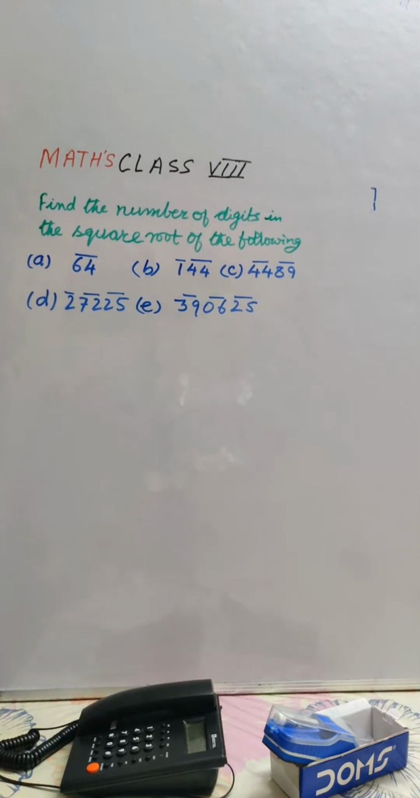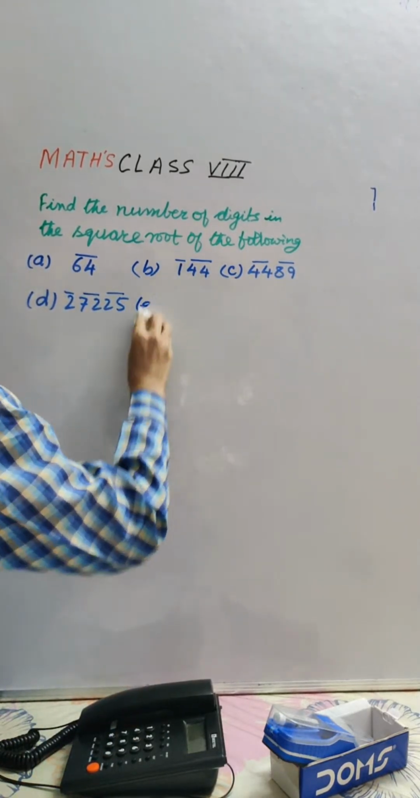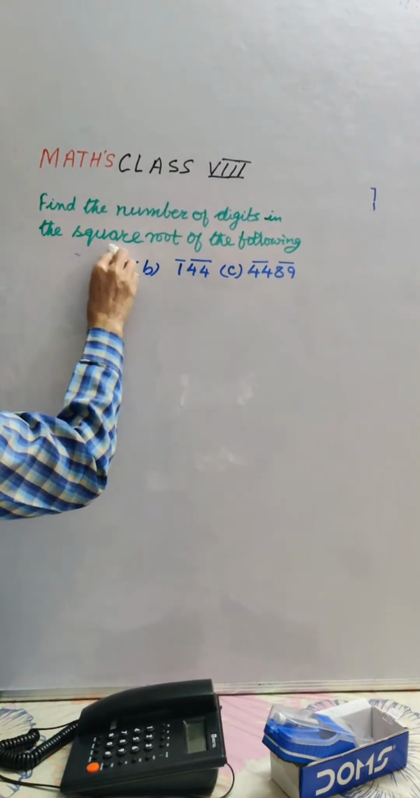So today, find the square root of the following decimal numbers. For finding the square root of decimal numbers, we shall follow the same method, the long division method. One more, and thereafter we shall leave the class.